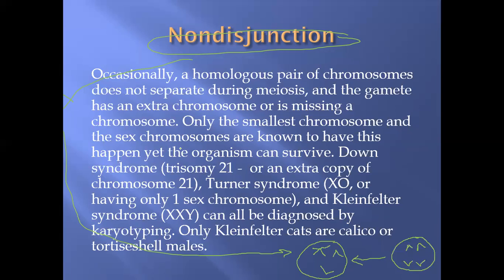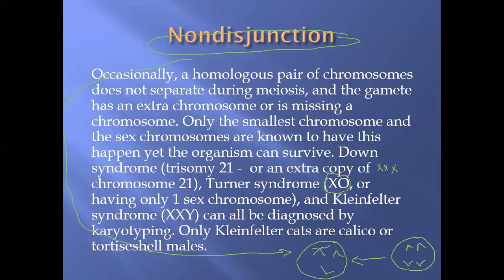However, there are certain elements of non-disjunction that are survivable. So the first one would probably be the mutation that causes Down syndrome, which is trisomy 21. So what that means is, instead of having 2 copies of 21, they have trisomy. So they have 3 copies, or an extra copy of chromosome 21. Turner syndrome is where you don't get a second sex chromosome. We talked about these during sex determination, but it's a female, biologically female, with only 1 X chromosome. Oftentimes people with Turner syndrome are infertile.